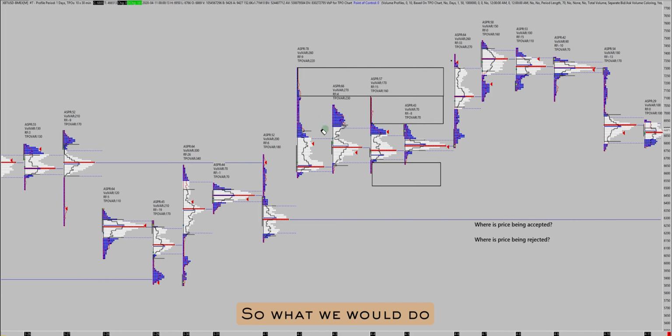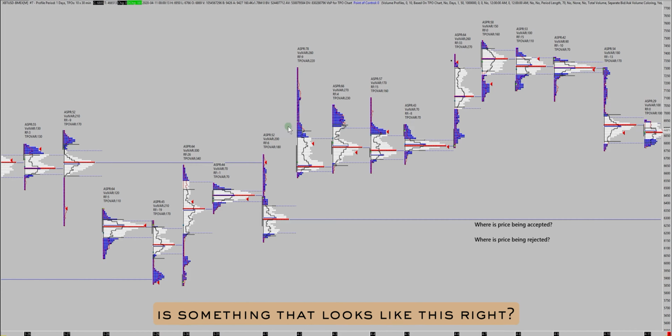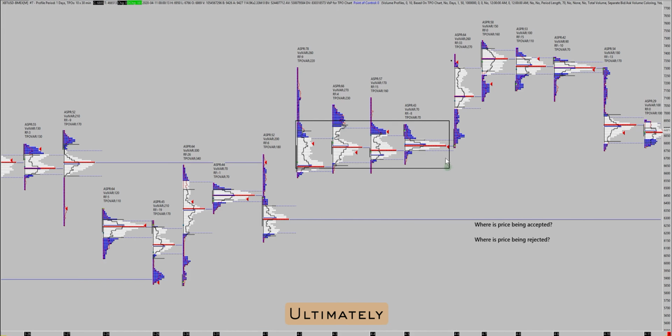So what we would do is combine this into a range. So we're combining this into a composite, and ultimately what we would get is something that looks like this, right? Ultimately, this is the area that we were confined most of our time within. We had some presence above here, but the next day that we transacted through this level, we were completely rejected again. So we have a general area within this range where price has been accepted.